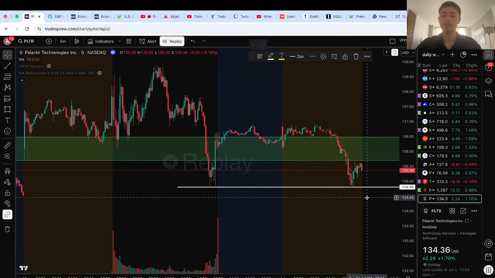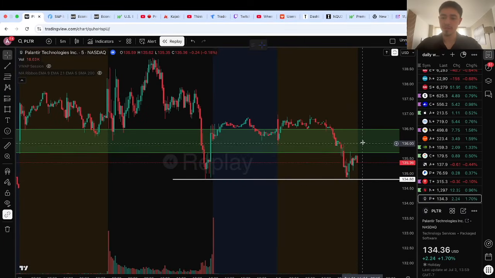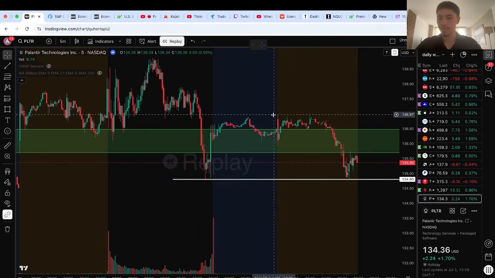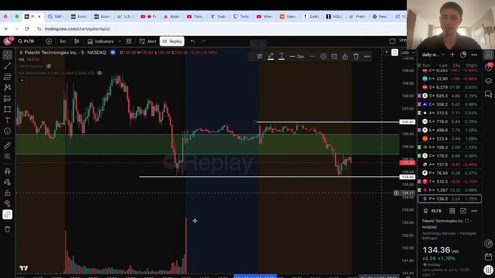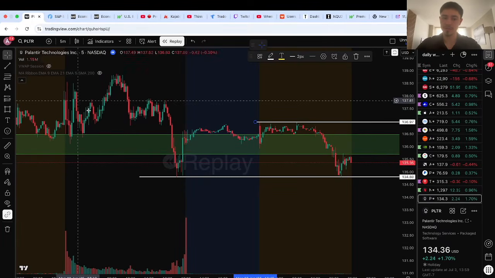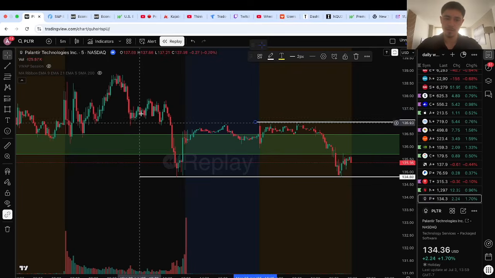What I was looking for was a rejection off 136 or a break and hold under 130, pretty much the pre-market low. And as long as we stay below that pre-market high at 137, that is giving me a lot of confidence to potentially take a short here. Yeah, this was like a head and shoulders yesterday too. I mean, sorry, on Monday. You guys could see that.